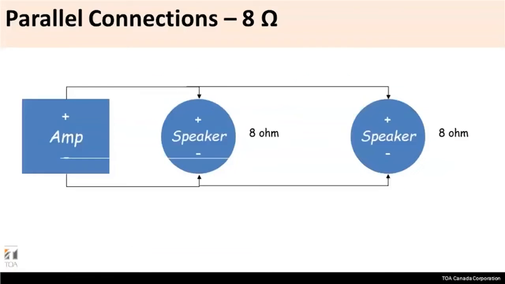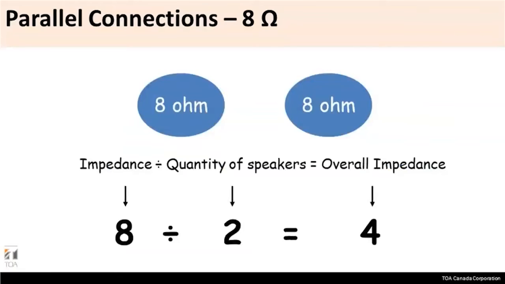So what essentially happens is you have both of them, positive to positive and negative to negative, connected to the amplifier's positive and negative respectively. That gives you 8 ohms divided by 2, because that's the 8 ohm impedance you're using and the number of speakers is 2. You divide that and you get a 4 ohm impedance.